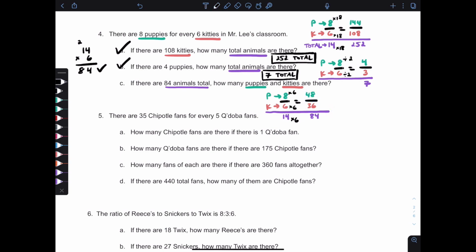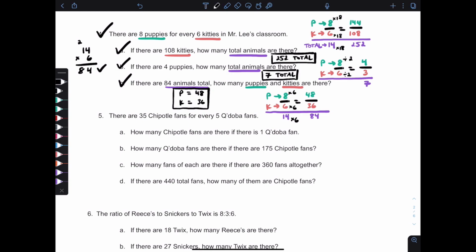How many puppies, how many kitties? We would say for the puppers, the dogs, we got 48. And for the kitties, we'll say the kitties is going to be 36. Okay, and I'm kind of abbreviating here. Hopefully that's still clear to you what I am doing. That is part C, as well as number 4, is now complete.